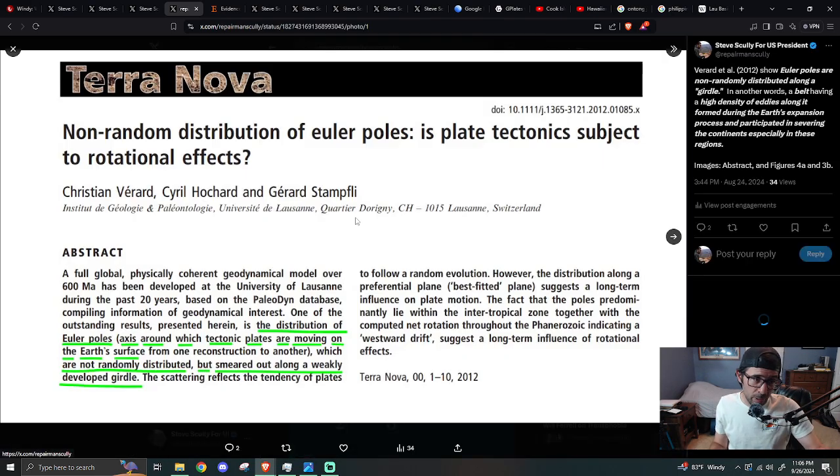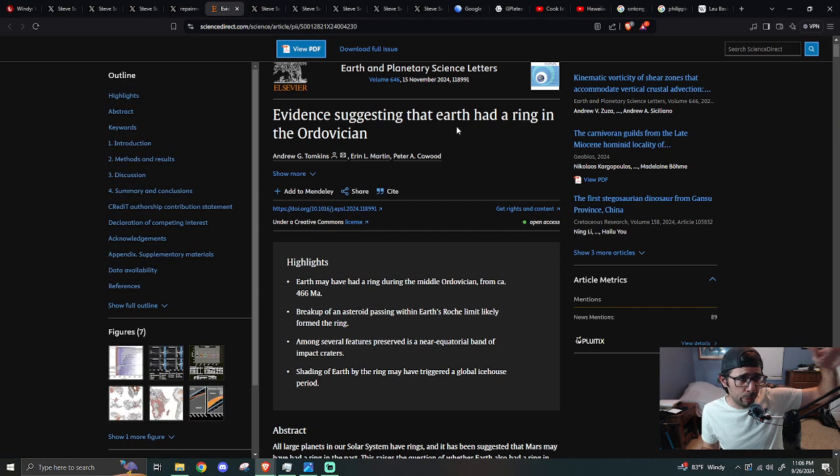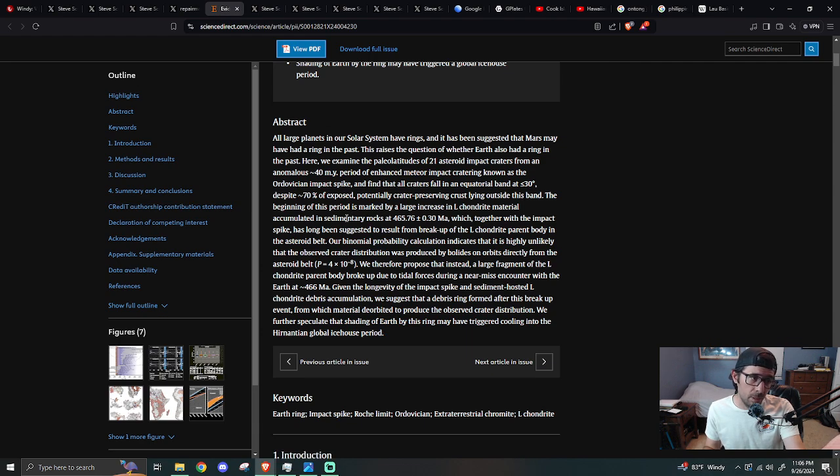This one very much reminds me, from another angle, that if we say the earth actually had a ring, the reason we're saying that is largely based on these impact structures being largely in this equatorial band. That's why we're saying earth had a ring.